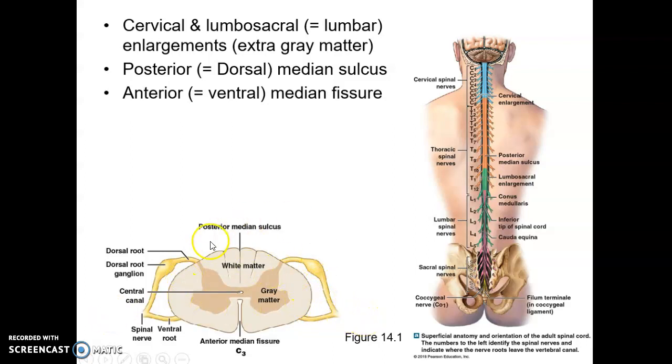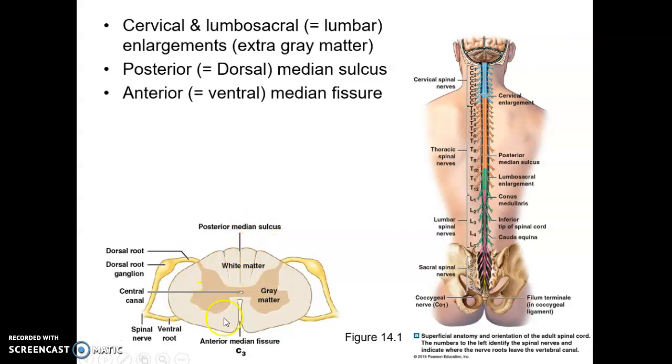So if you look at a cross-section of the spinal cord, whether it's a picture diagram or a histological slide, identify this bump and just burn that into your memory, dorsal root ganglion, which means that's a posterior or dorsal median sulcus.